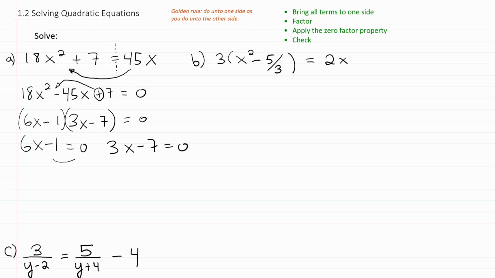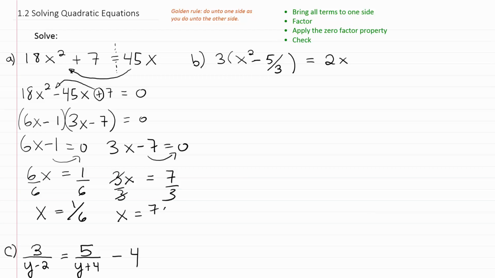Okay, so to solve this is very easy. We move the 1 over to the other side. We have 6x is equal to positive 1, and then we divide both sides by 6. And we end up with the answer x is equal to 1/6. And then we do the same over here, move the 7 over. We'll have 3x is equal to 7. And then from there, we'll divide both sides by 3. And of course, we end up with the answer x is equal to 7/3. All right, so those are our two solutions to the quadratic. And then, of course, if we want to, we can go ahead and check the solutions. But I'm going to assume that these both work.